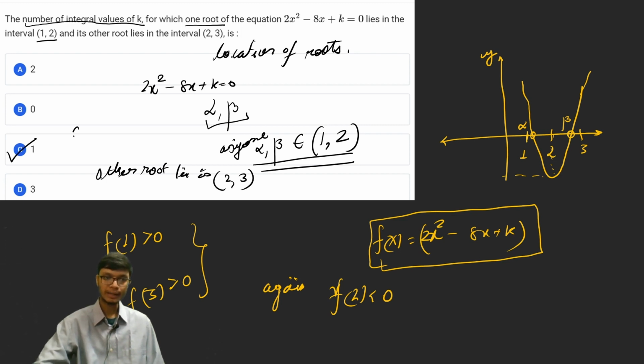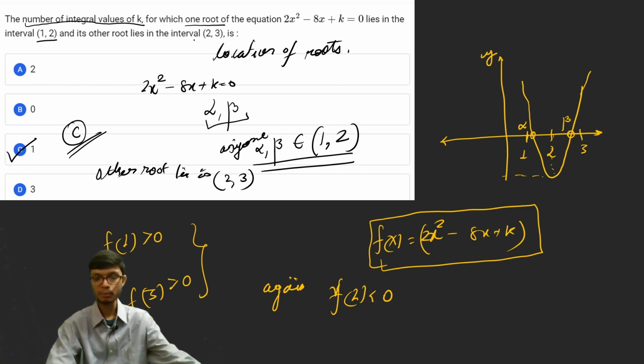That is, only one integral solution of k is possible, for which this equation 2x square minus 8x plus k has its roots, one root between 1 and 2 and the other root between the interval 2 and 3. I hope this solution was clear. With this, let us move to the next problem.